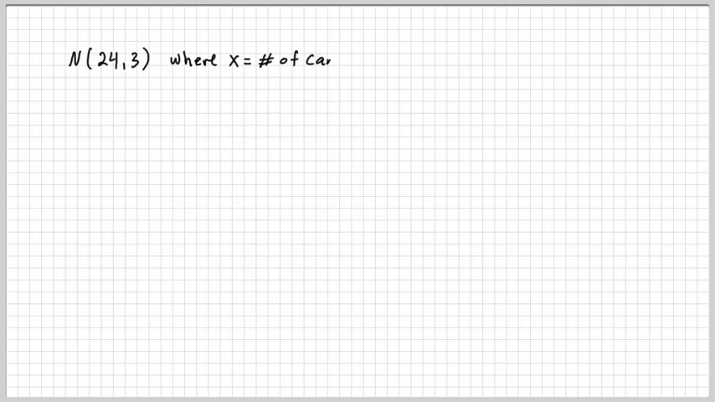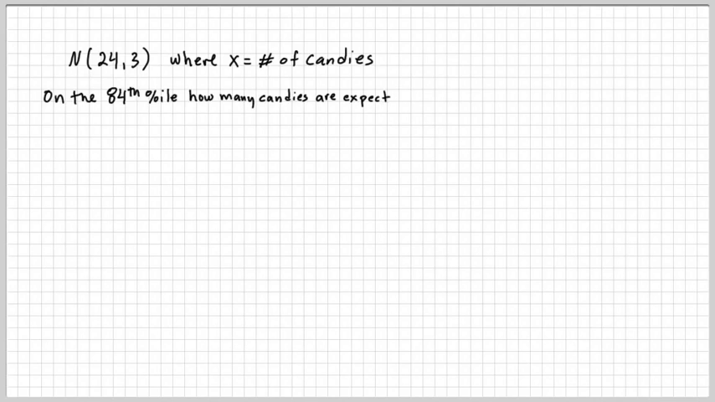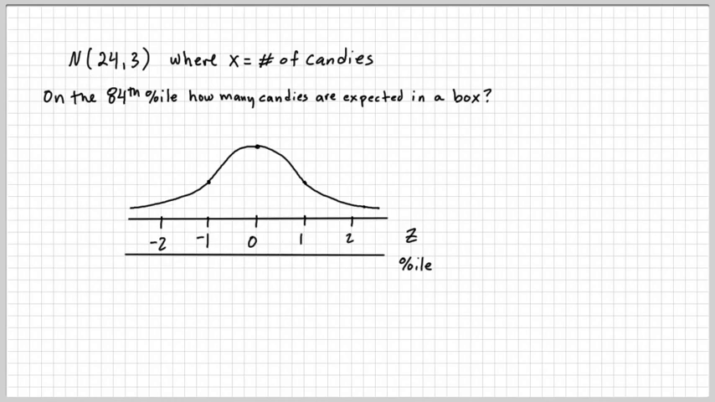Now let's do a problem. Let's say we have some type of candy factory, and each box should have 24 candies. So here we say X represents the number of candies in the box, and the box on average should have 24, with a standard deviation of 3. What does this mean? Well, a couple of things, but before that, let's read the problem. On the 84th percentile, how many candies are expected in a box?